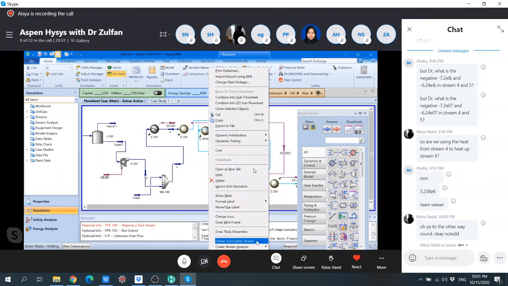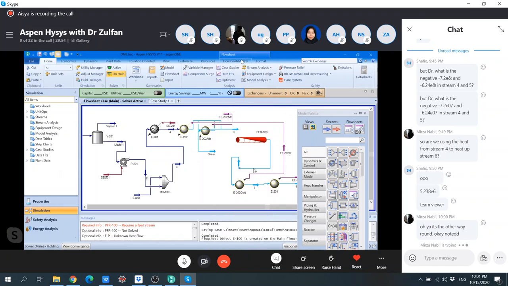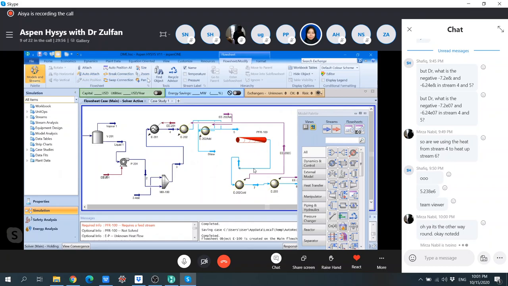Or maybe in the flowsheet, you have this rotate, see? So you just need to click on that, and then you can rotate. Okay. Nice. Now it's a bit nicer.